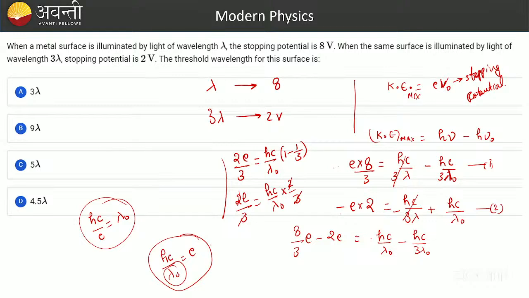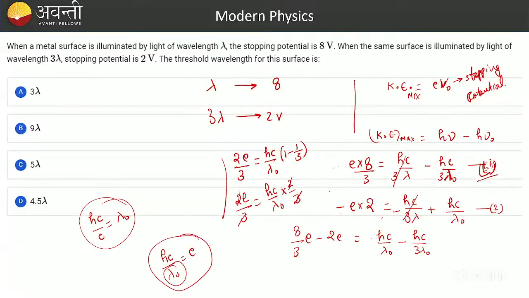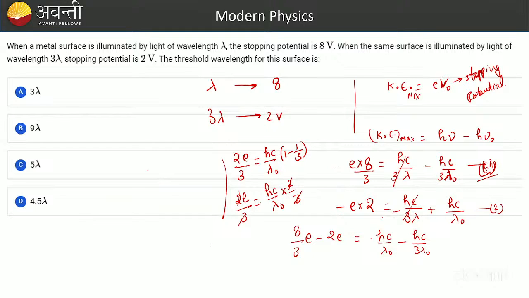So here in this question, we have made two equations, equation number 1 and equation number 2. This is equation 1 we have made, and this is equation number 2. Now, when we solve them, the lambda naught is ultimately coming out as 9 times lambda. We have to solve these equations 1 and 2, and then accordingly calculate the value of lambda.